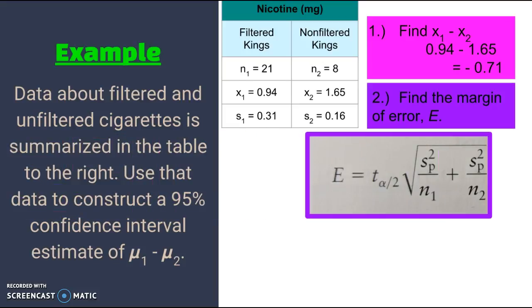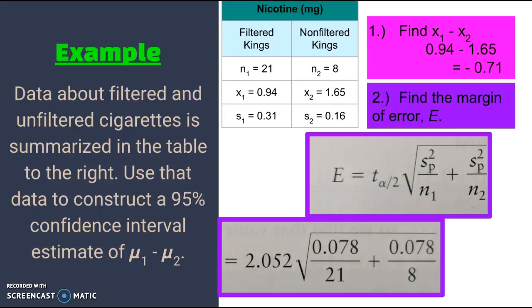You next have to find your margin of error. From the last slide, remember your margin of error is this nice formula. If I plug in all of our numbers and look at our t-chart with your degrees of freedom of 21 plus 8 minus 2, remember, we have a new degree of freedom, we should find a value of 2.052 because it is a two-tailed test at the 95% confidence interval, so at the 0.05 if you're looking in your chart.